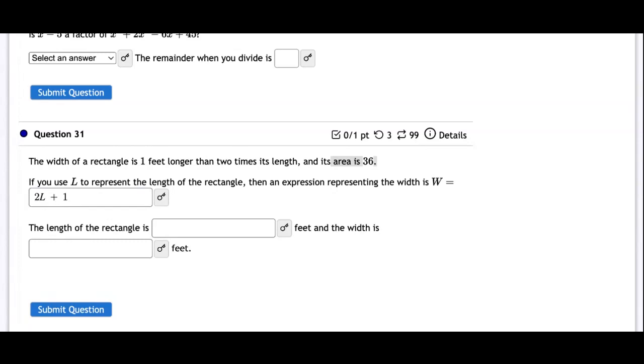You're confused. There's only one expression. What do you mean there's only one expression? You have a length, right? The length is represented with L. Now your width is 2L plus 1. So what is the area of the rectangle? It's length times width. So you just have L times 2L plus 1. And they give you equal to 36. So you just have to solve this quadratic equation. You could use the quadratic formula if factoring is not easy.